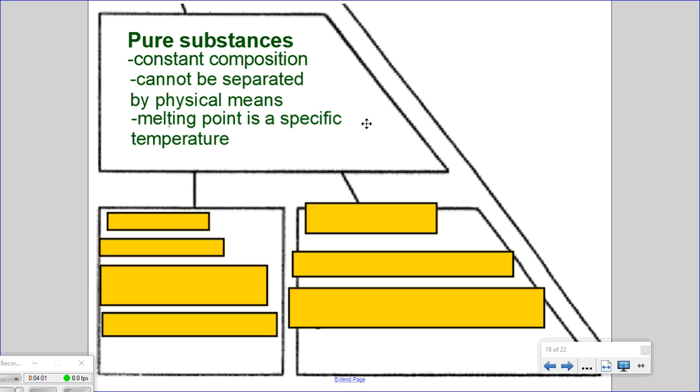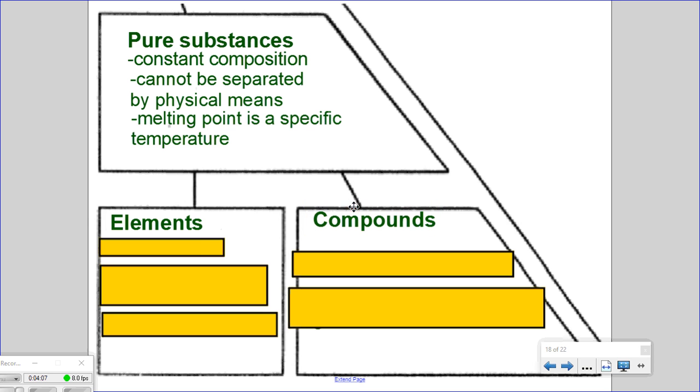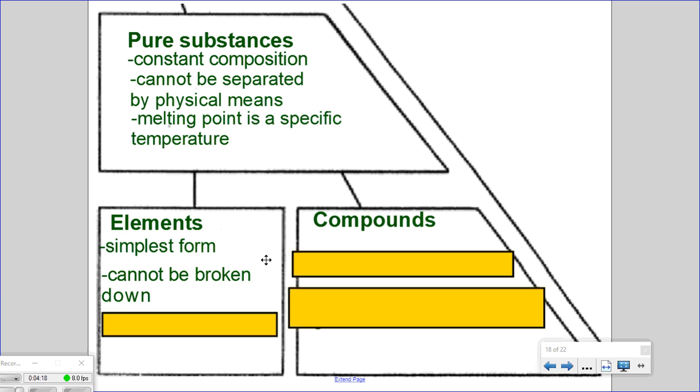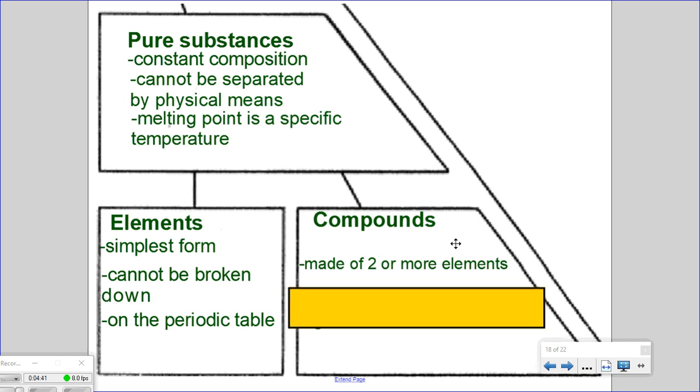Now, pure substances as well can be further subdivided into elements and compounds. So pure substances that are elements are basically the simplest form of matter. You can't break them down any further. And they will be found on the periodic table. So, for example, oxygen is considered an element, carbon is an element, nitrogen is an element as well, iron is an element also.